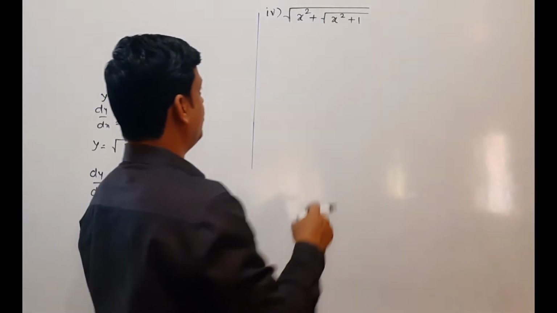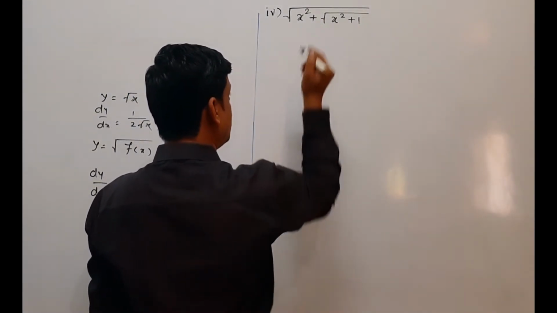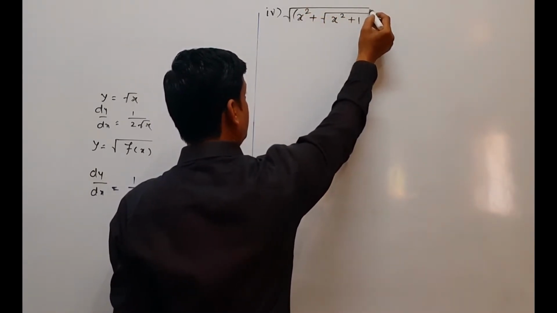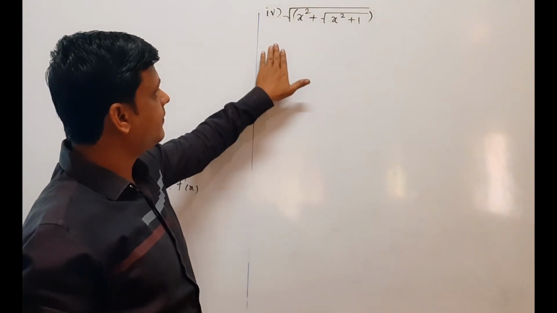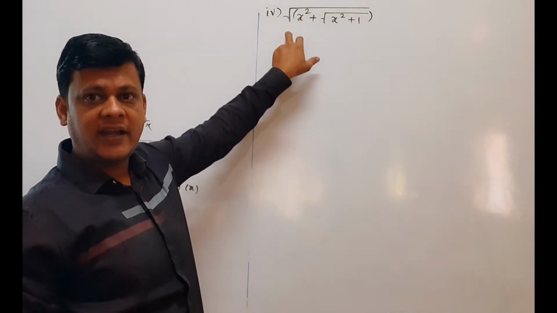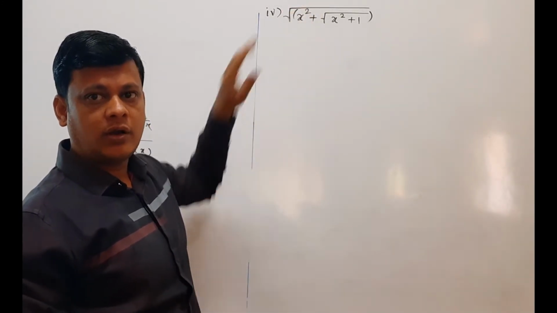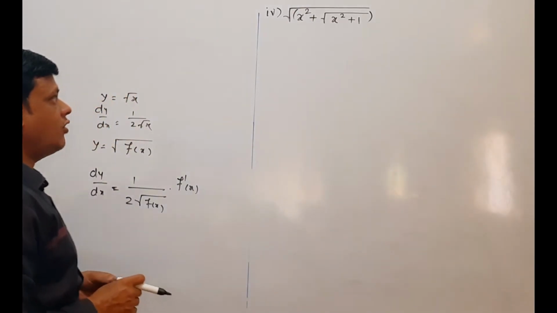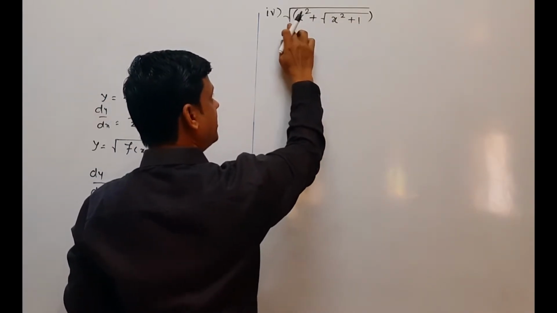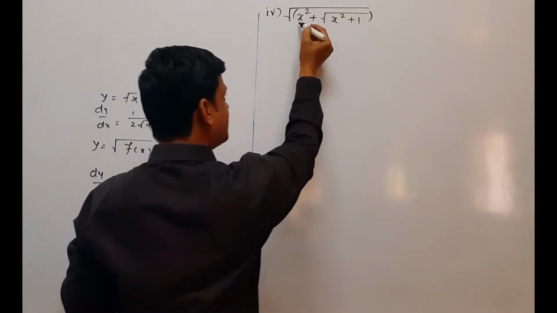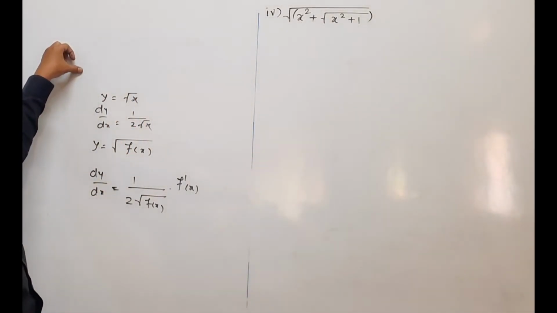Now see the next sub question 4, root of x square plus root of x square plus 1. While solving the derivative we try to put brackets first, because when we put brackets that will be convenient for differentiating the inner and outer function. So when we write the bracket here, that means this root is the outer function and this term is the inner function. So first we always calculate the derivative of the outer function.